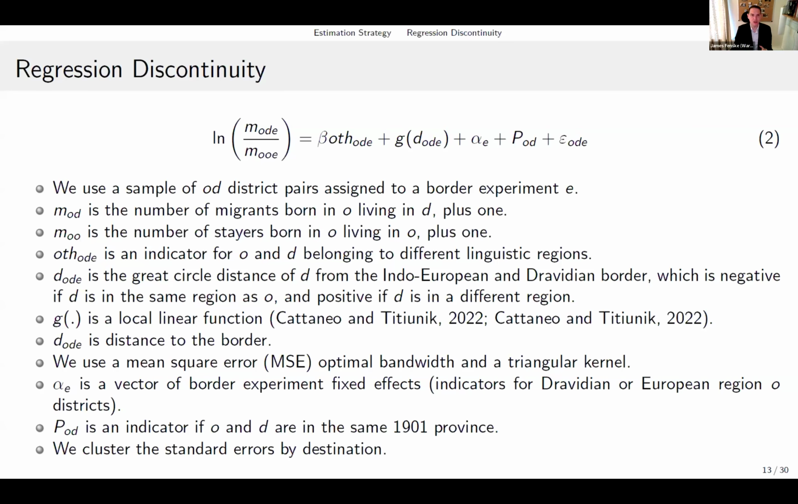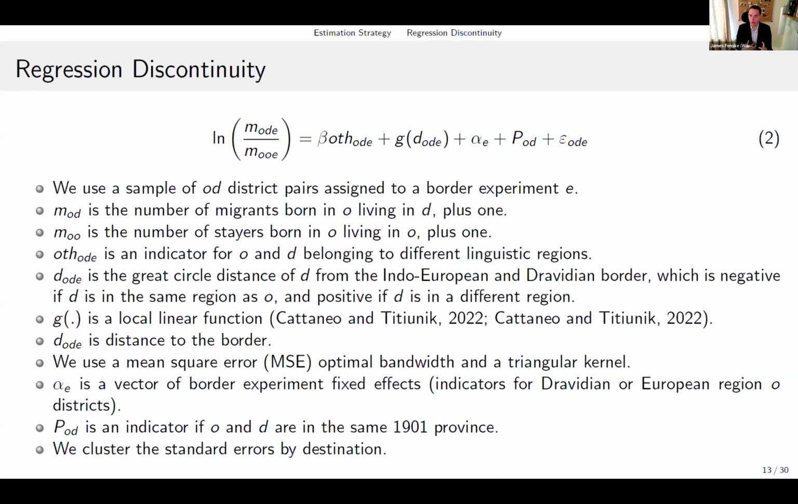And the rest of the specification is going to be a little bit different, because you have to think about there as being two natural experiments here. One of migrants in north of the Indo-European boundary trying to decide how far to move south, and of migrants from south of the boundary trying to decide how far to move north. And so we're going to think of there as being two border experiments here as well. So the main right-hand side variable is going to be whether you're in the other region. If this destination is in the Indo-European region, if the origin is Dravidian.